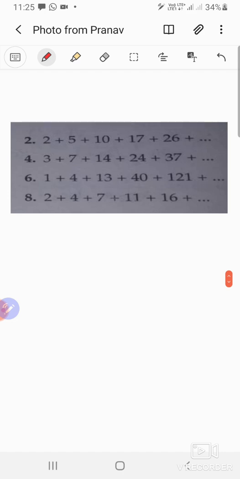So the next question is 2, 5, 10, 17, 26, and it keeps on going with that. So the difference is 3, then the difference is 5, then the difference is 7.